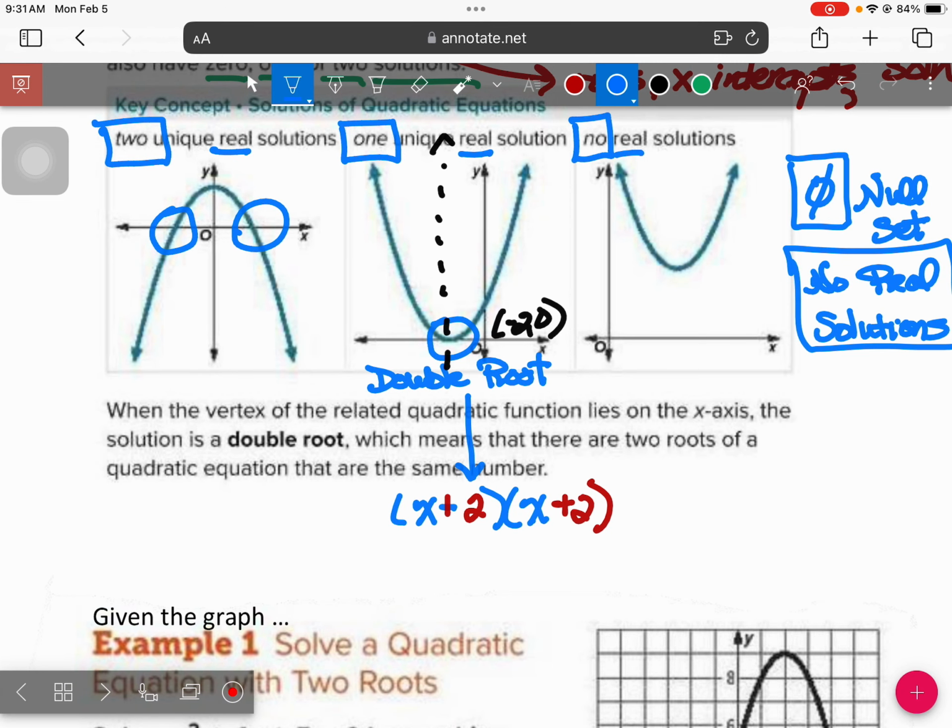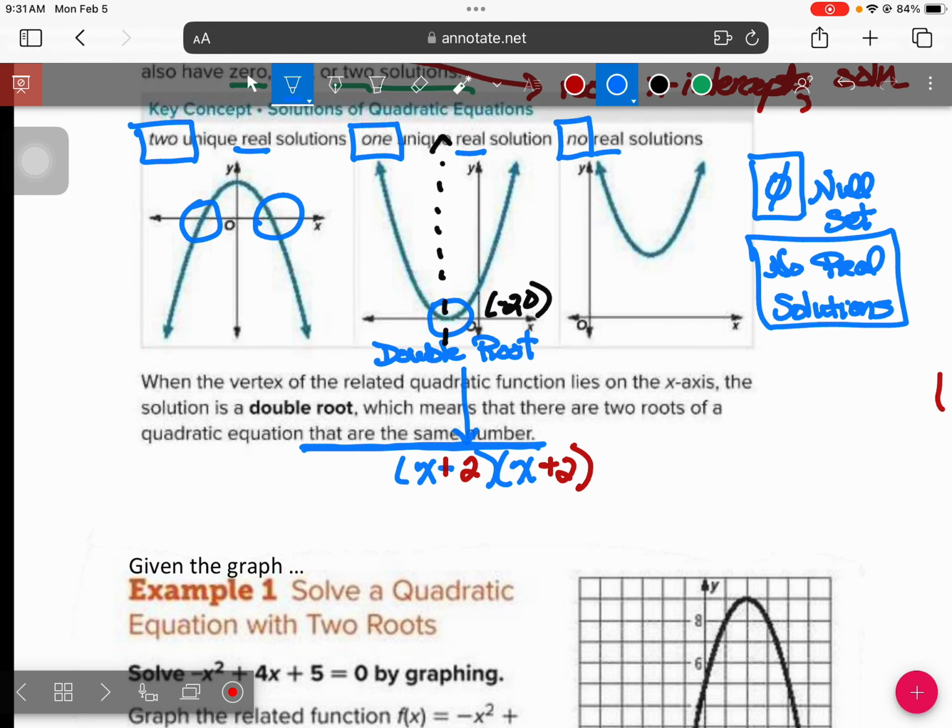So let's talk more about this double root. When the vertex of the related quadratic function lies on the x-axis, when it just hits or kisses that x-axis and bounces off, it is called a double root, which means there are two roots of a quadratic equation that are the same number. Underline, circle, or something. They are the same number. Okay?